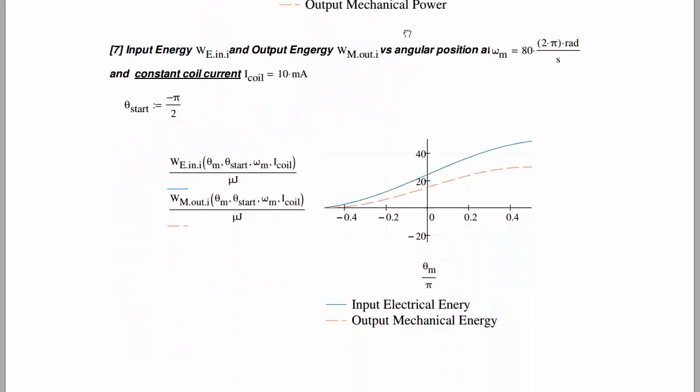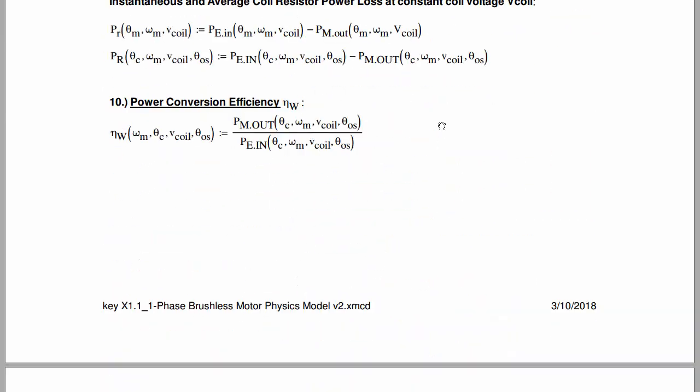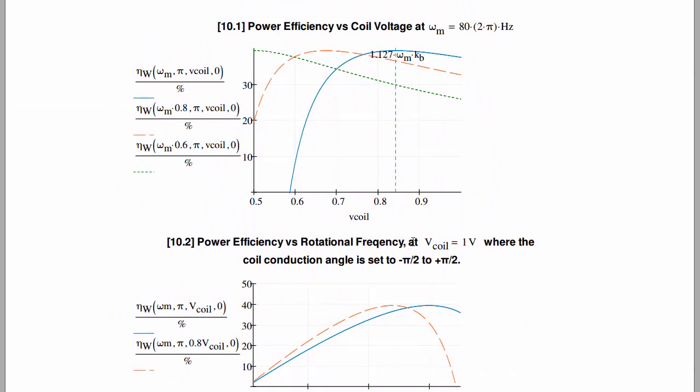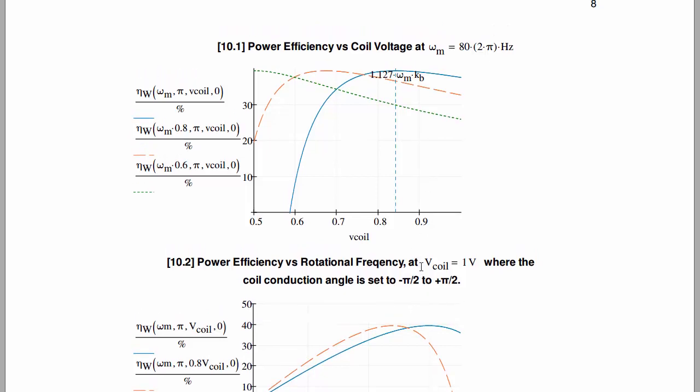So because of that, when we look at the efficiencies of the motor, now we're looking at the power efficiency over a whole cycle. So we're running the motor over a full cycle, and we're assuming the coil is conducting for a conduction angle of pi. You see pi right here as an argument.